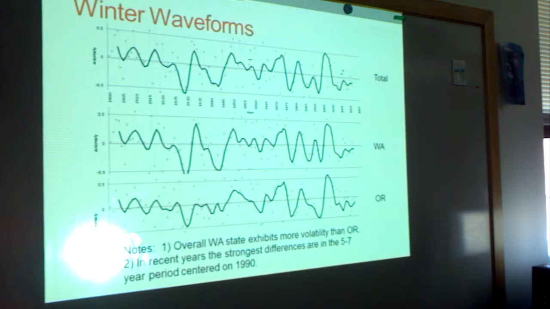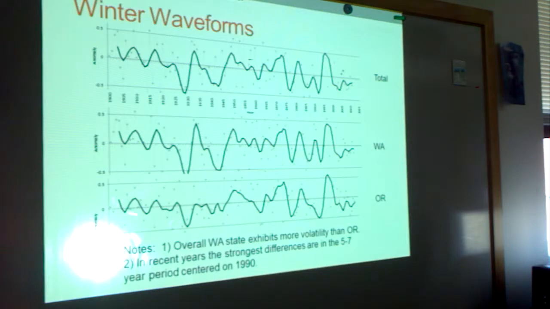There is a significant difference between Washington and Oregon right here. And that feature doesn't appear at all. In fact, it appears in inverse in Oregon. It's like in that period, the two climate systems are slightly anti-correlated. But overall, the waveforms show the general large-scale feature. This is what I mean by increasing volatility in Washington.